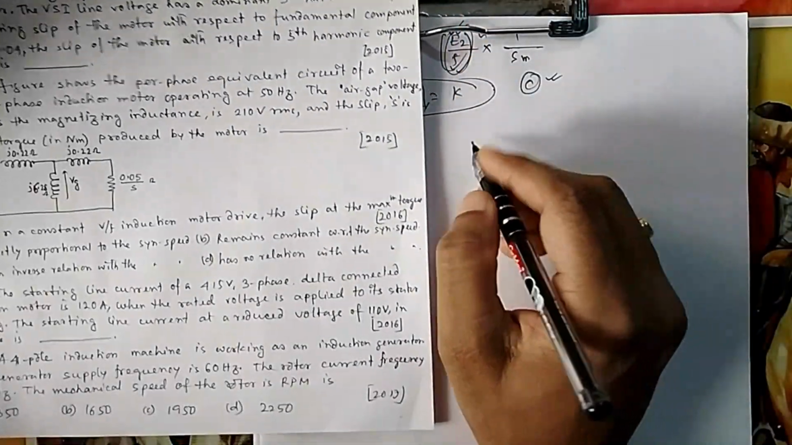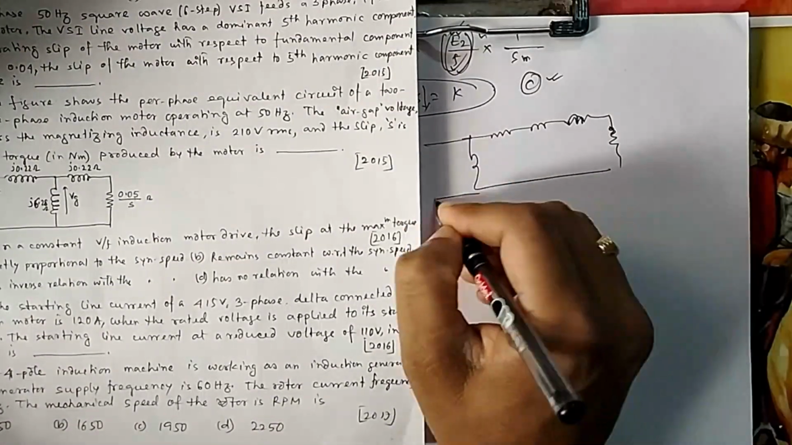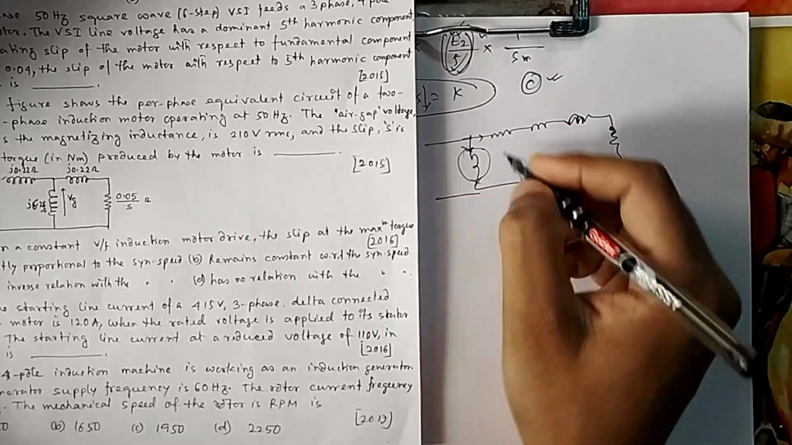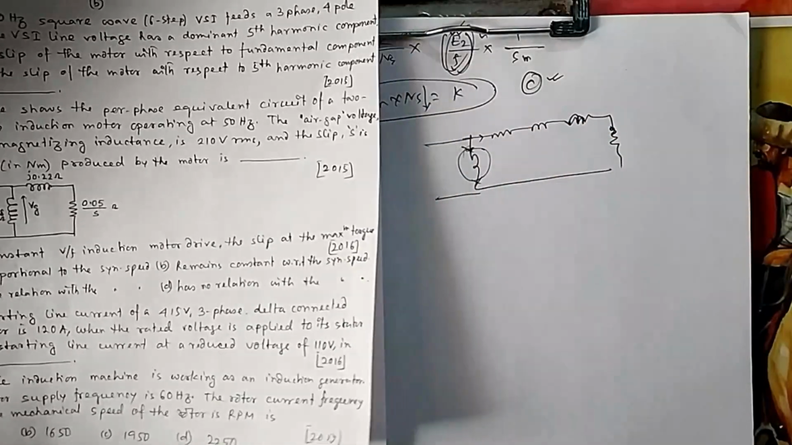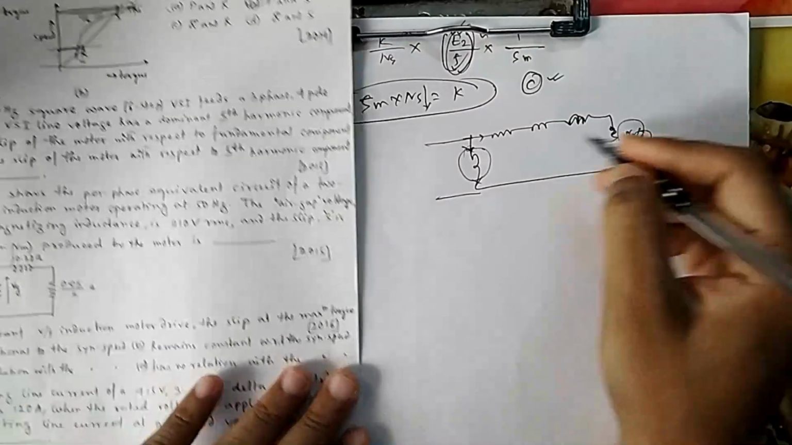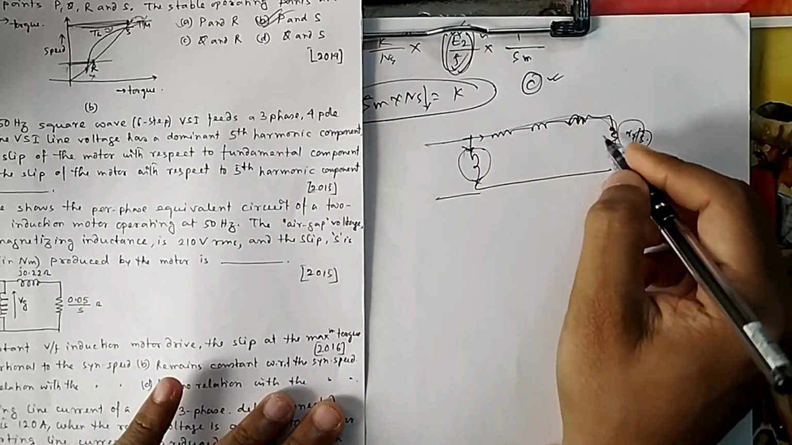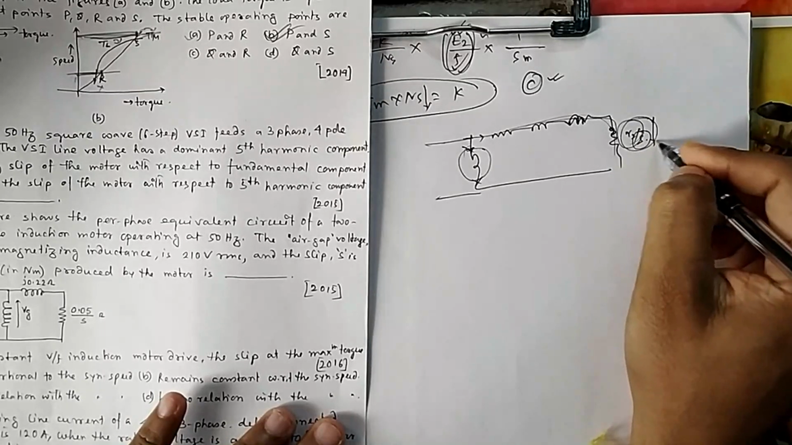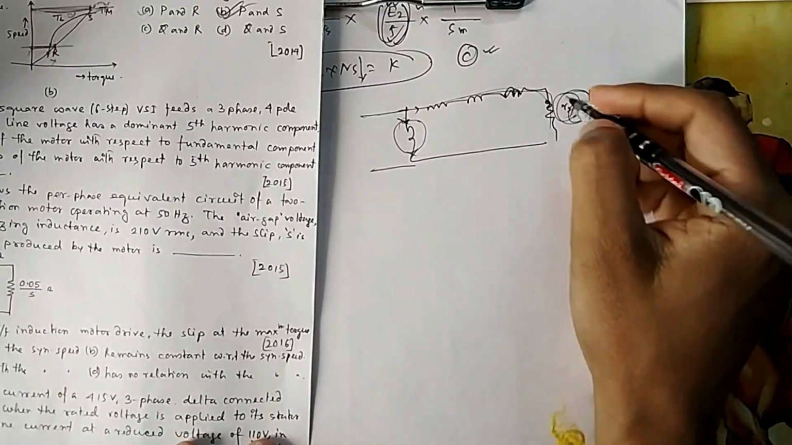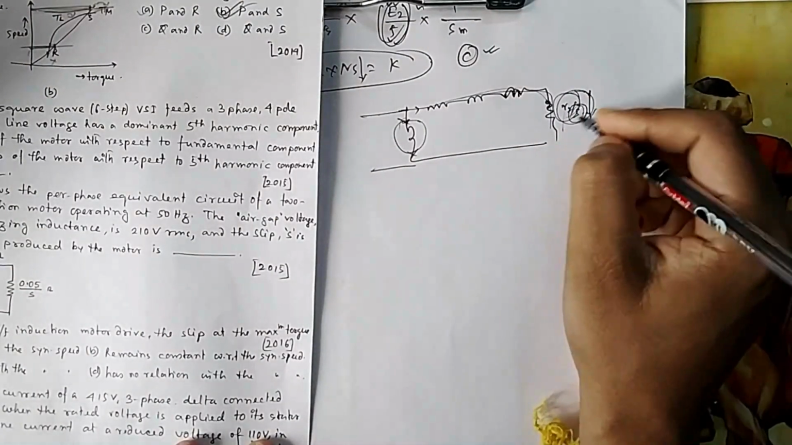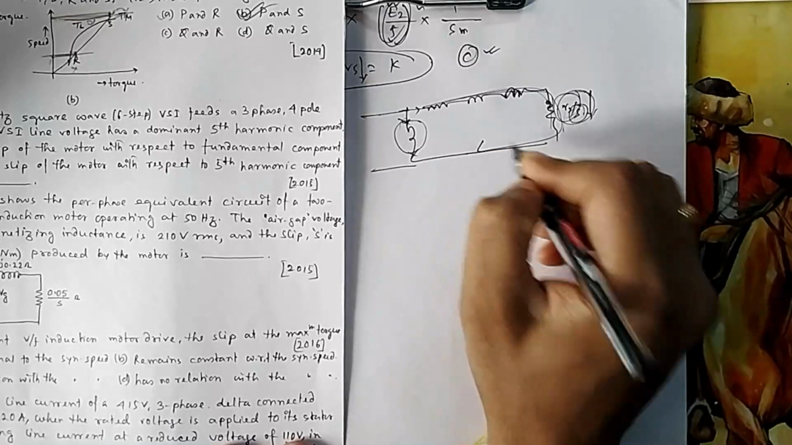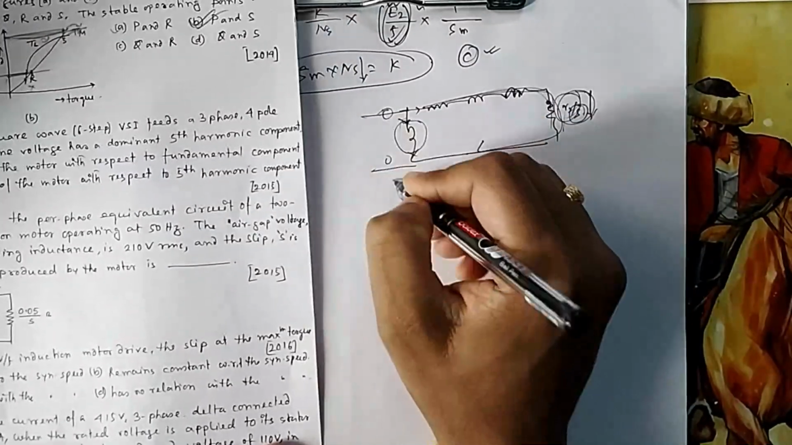If you see the approximate diagram, in case of starting, this is negligible, so you neglect this one because this current is the main current, and this is R2 by S. At starting S is 1, so this value will be very less. When the motor starts and peaks, S becomes less, and then current keeps reducing. So in the starting this branch current will come. So this is directly proportional to your applied voltage.